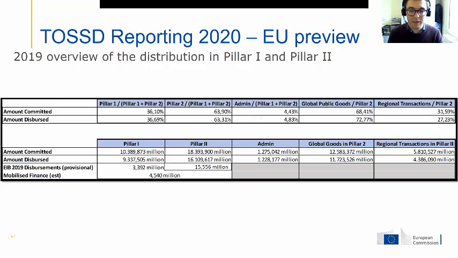So it's clear that on the whole of the EU reporting on TOSSD, the global public goods really are the game changer here. They account for 73% of the whole of Pillar 2, and Pillar 2 in turn accounts for the majority of what is reported under TOSSD. For the European Investment Bank, it's a bit the same picture. You see 3.4 billion under Pillar 1, but more than 15.5 billion under Pillar 2, and then an additional 4.5 in private amounts mobilized. So clearly, for the EU as a provider, Pillar 2 is really the game changer, and what makes TOSSD such an appealing framework. So it's worth focusing a bit more on Pillar 2.